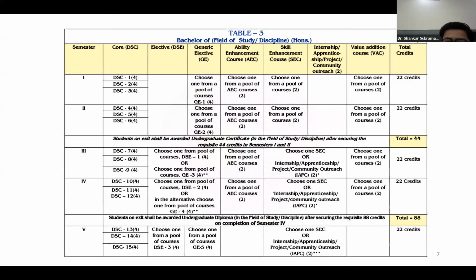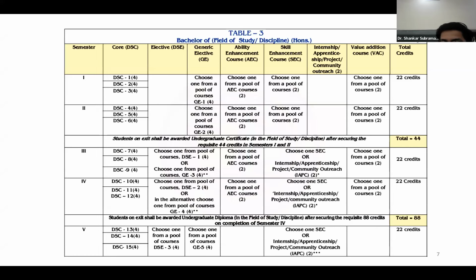Similarly, when we move on to the third and fourth semester, we have the distribution of these 22 credits as the column represents, with three DSC papers. Plus, instead of a generic elective paper, now we have two choices. Either we can choose a discipline-specific elective or we can choose a generic elective paper. If we choose a generic elective, it comes as a third generic elective. Or if we choose a discipline-specific elective, we can choose it as a fourth paper from here. Similarly, we also have a distribution of 22 credits in the form of an AEC as well as an SEC.